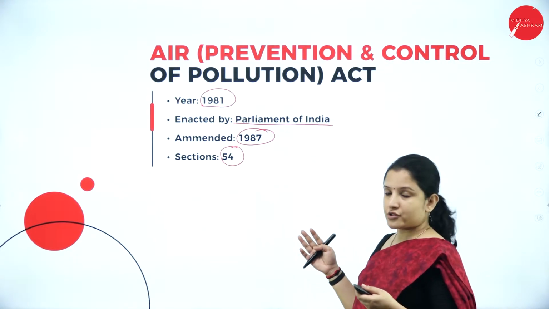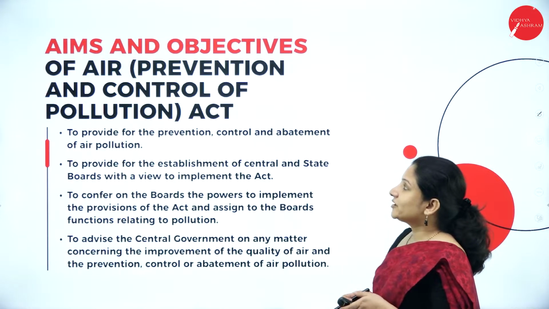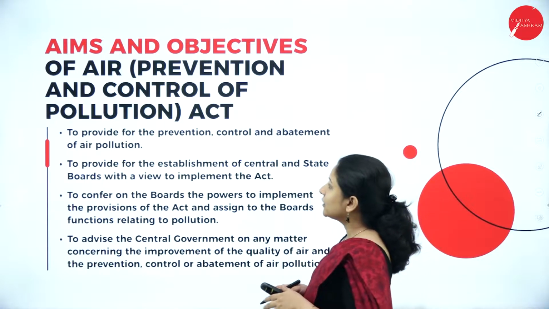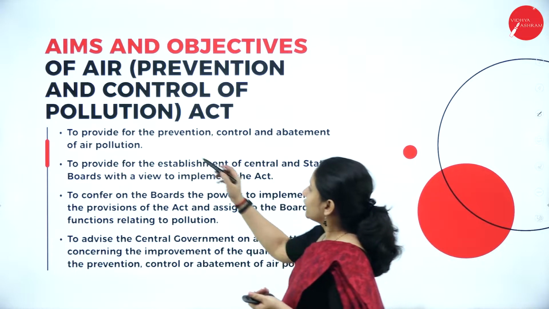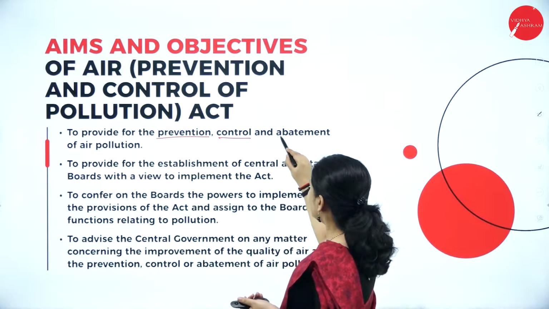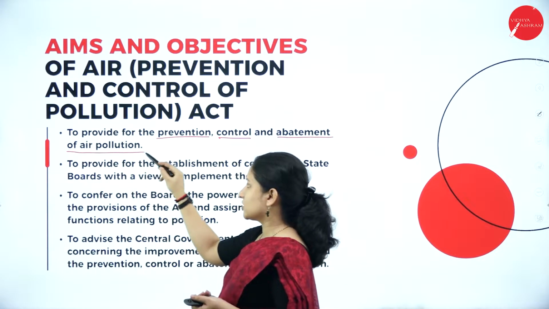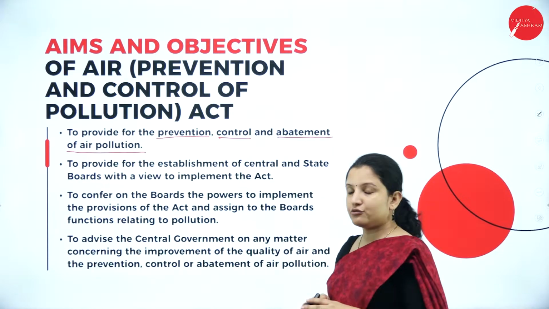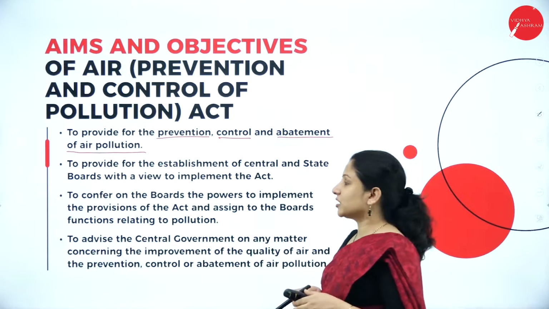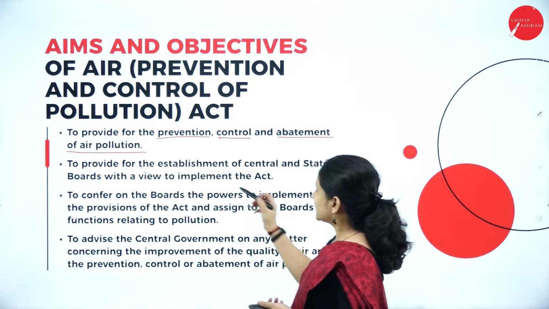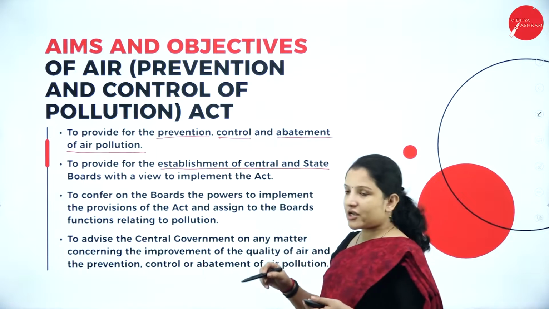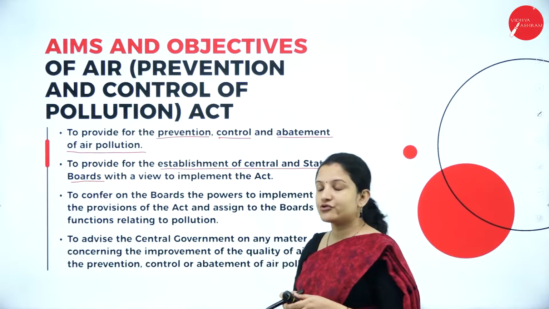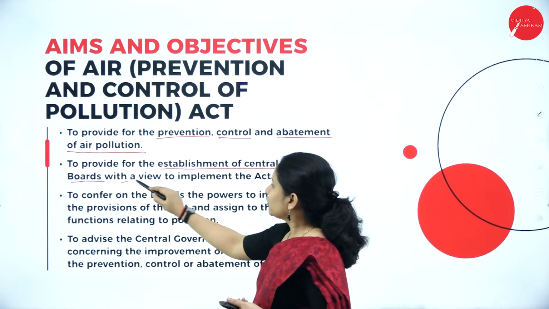according to air pollution. So talking about the aims and objectives of the Air Act, or the Air Prevention and Control of Pollution Act: it provides for the prevention, control and abatement of air pollution. What all needs to be done to prevent, control and minimize air pollution will be taken care of by this particular act. And it provides for the establishment of central and state boards, so we have the Central Pollution Control Board and the State Pollution Control Board, with a view to implement the act.